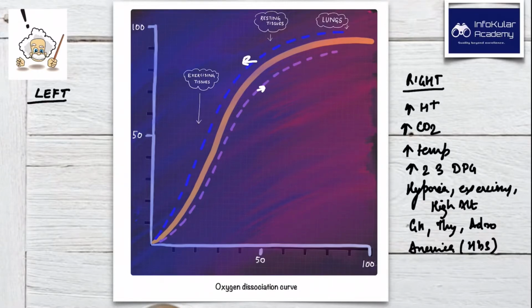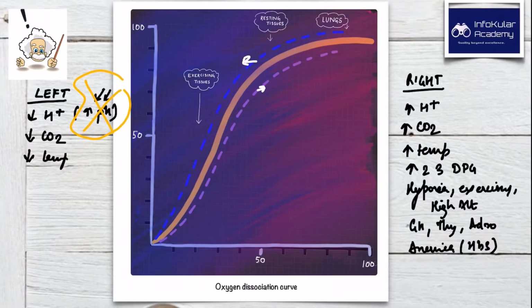The left shift is seen in decreased hydrogen ions, that is increased pH. Do not put pH in your criteria, otherwise this will cause confusion. So I am avoiding it. We'll stick to hydrogen ions. Decreased hydrogen ions, decreased carbon dioxide, that is hypocarbia, decreased temperature, that is hypothermia, decreased 2,3 DPG.